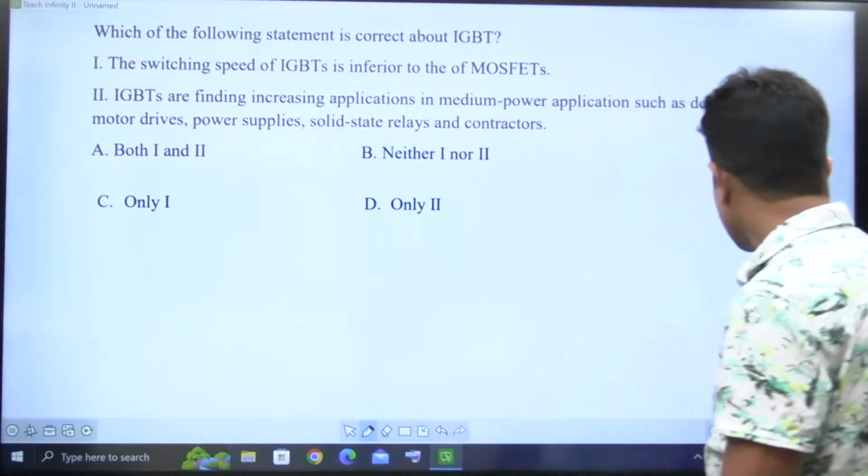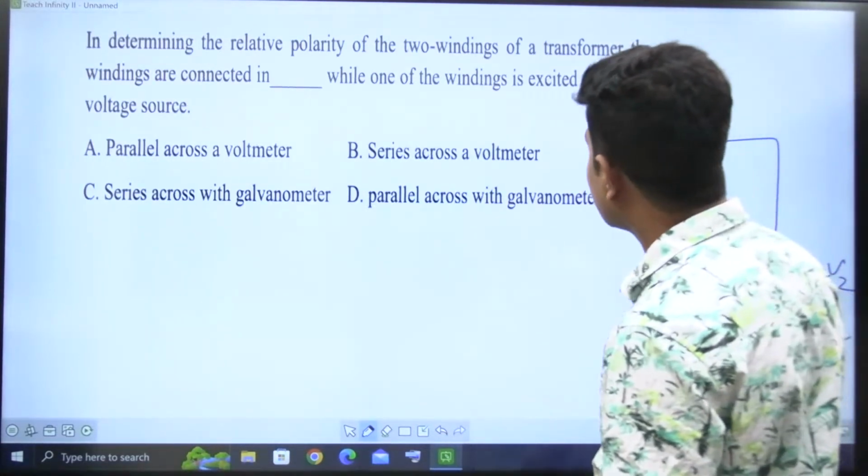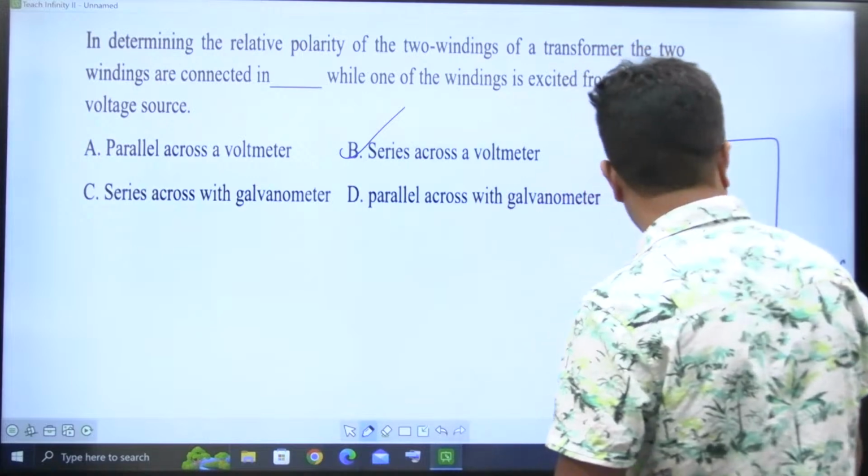Next, so the answer is, what is the option? Connected in series across voltmeter.